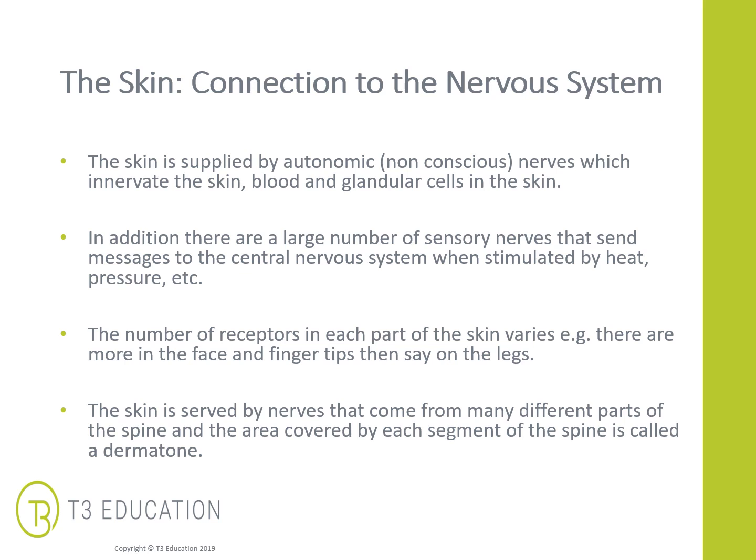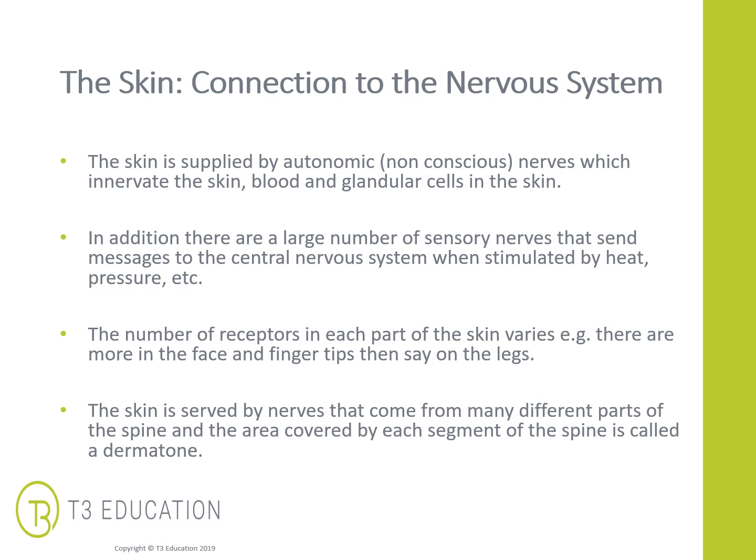The number of receptors varies. For example, there are more on the face and the fingertips than there are on, for example, the legs. And again, this comes down to that protective mechanism. We feel more with our fingers. We need to protect our face more. So again, they send more messages so that our brains can protect us where threat exists.